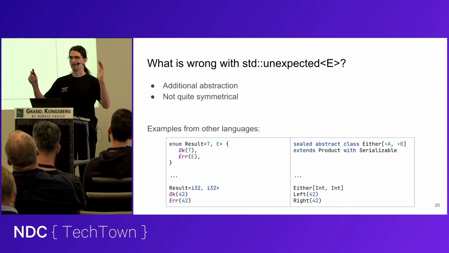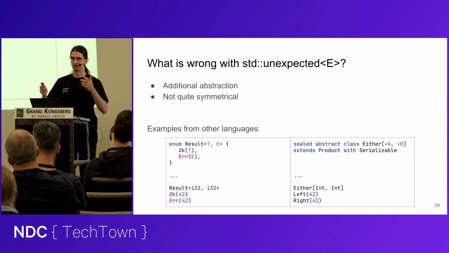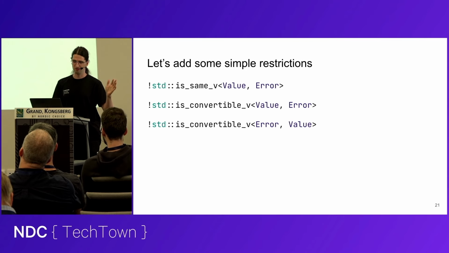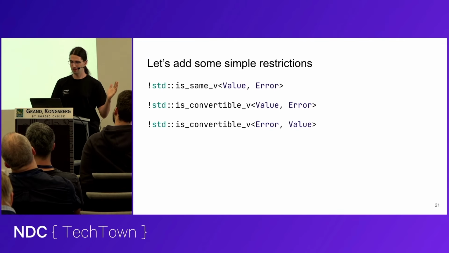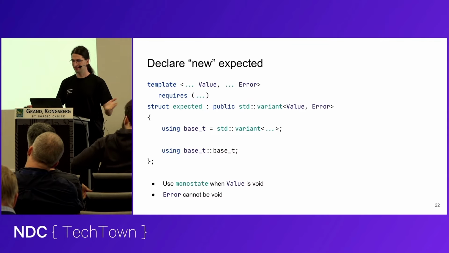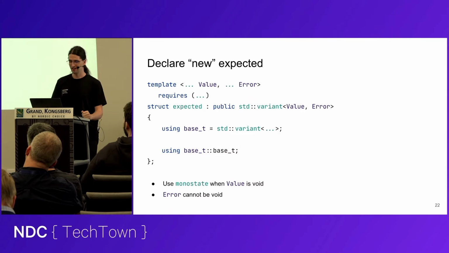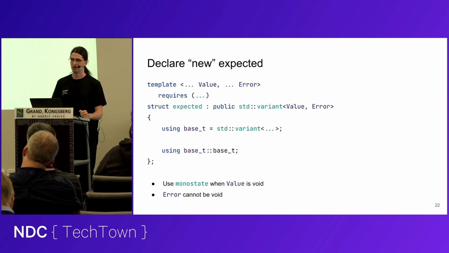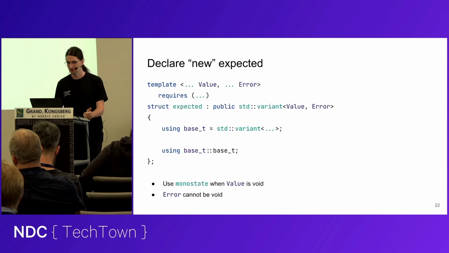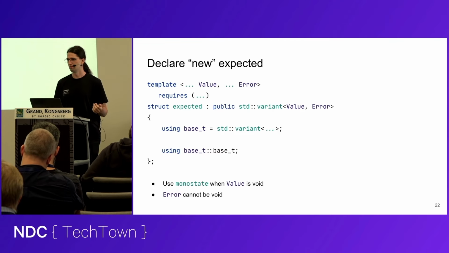So we have the expected itself as expected and unexpected to distinguish the unexpected value. But what if, just think, we had some simple restrictions for std::expected, we say restrict that the value and error cannot be the same and they cannot be mutually convertible. In this case, we can easily declare a new expected and use std::variant either by inheritance or somehow else. So we have the base as variant and use all variant constructors. And we can use monostate when the value type is void. And error obviously cannot be void. If you want to have a void error, you should probably use std::optional.